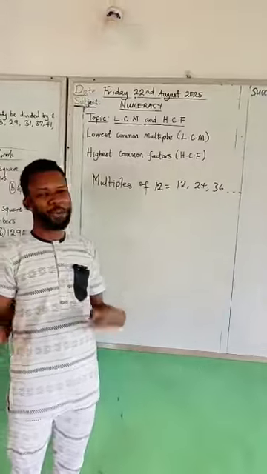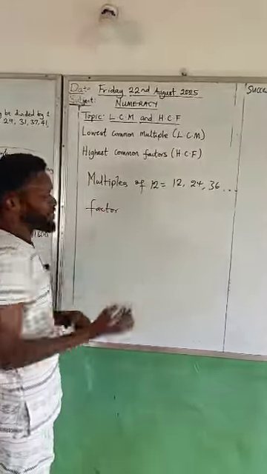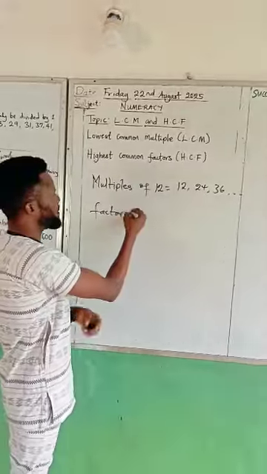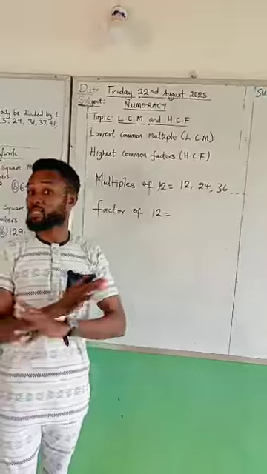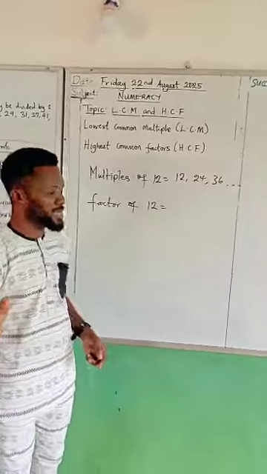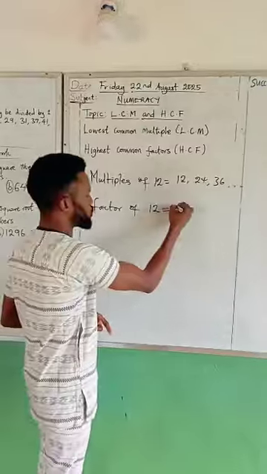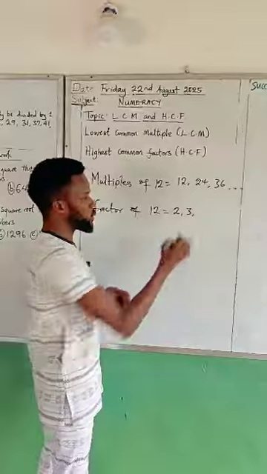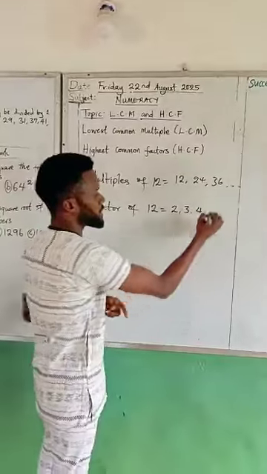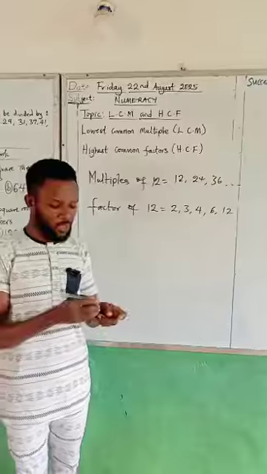Now, when we talk about factors of 12, all right, I'm trying to differentiate now the difference between factors and multiples. Factors of 12, we're looking at those numbers that can divide 12 without a remainder. Those numbers that can divide 12 without a remainder. But one of them is 2, right? Another one, the next one is 3. The next one is 4. The next one is 6. And 12 itself. So all of these are factors of 12.